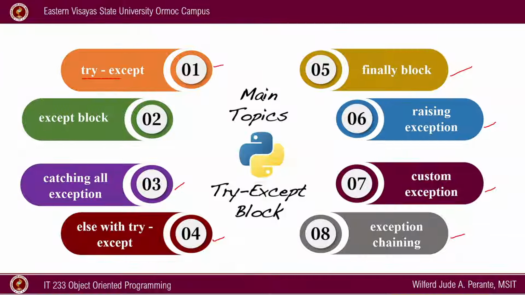So what is a try except? Try except is used to wrap the code that might throw an exception. So if any error occurs within the try, kapag mayroong error dyan, Python will immediately jump to the corresponding except block to handle that error. So that is number 1.